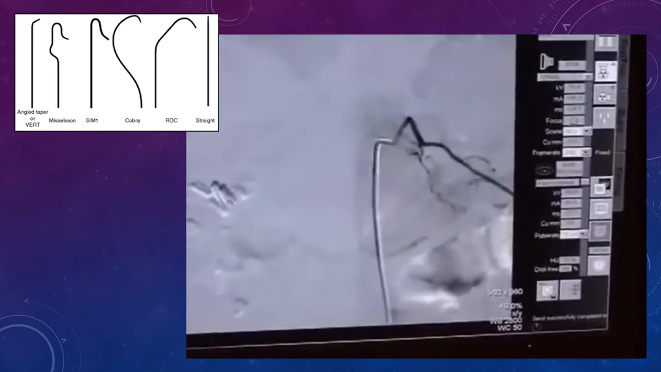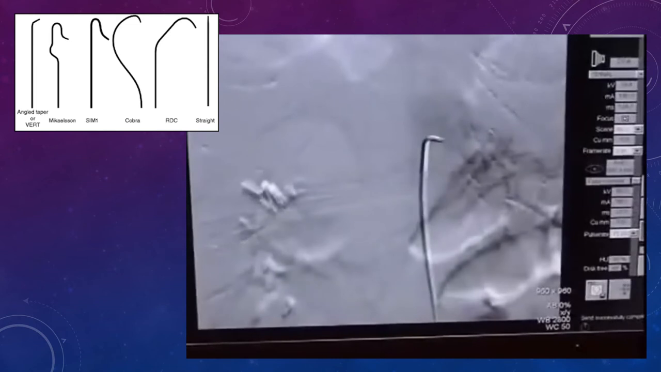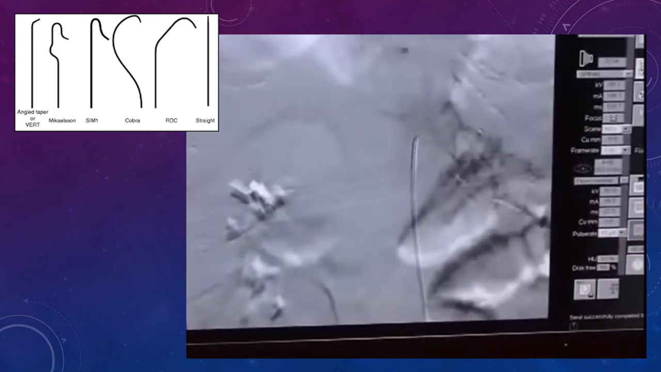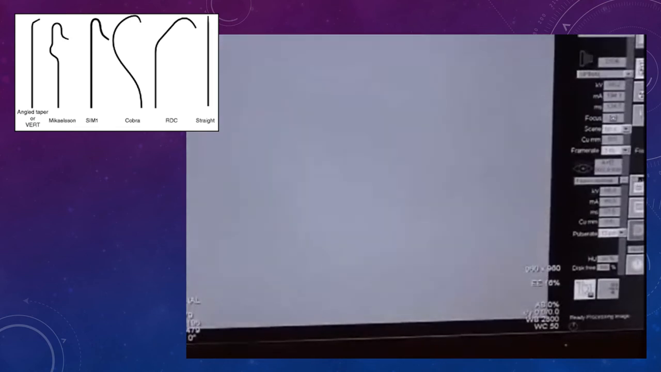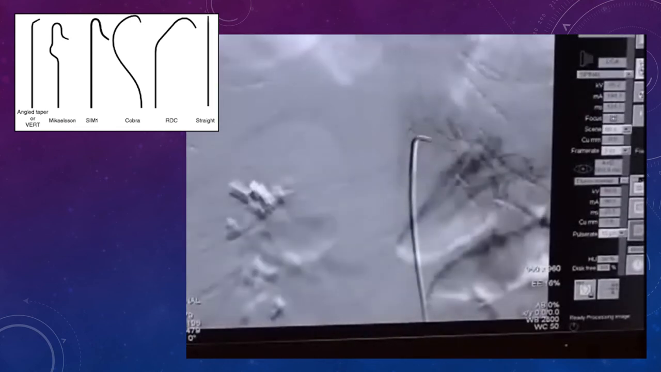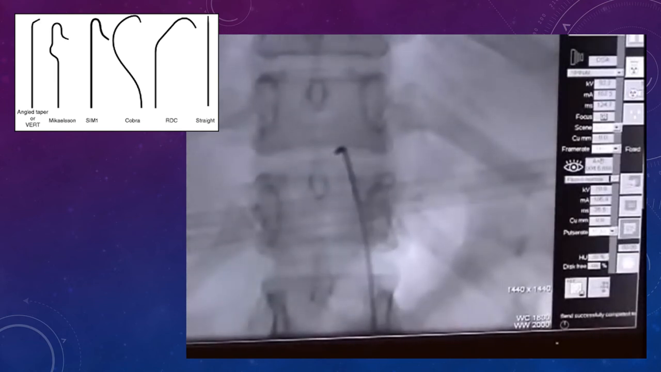The catheter has been advanced. It's placed into a radicular artery of the patient, and one also sees the anterior spinal artery being supplied by one of these vessels to the spinal cord. An injection is carried out and the image is saved for later review.